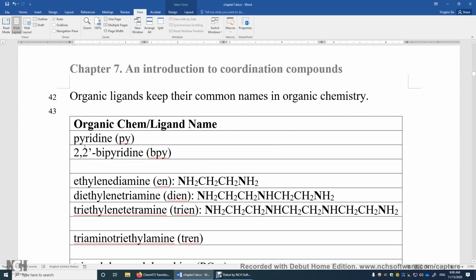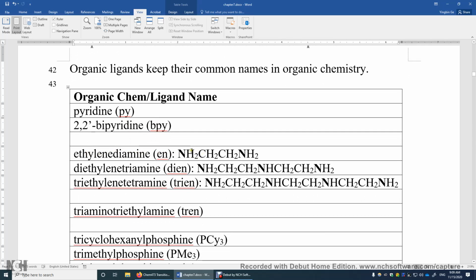Many organic ligands just keep their common names in organic chemistry. So if you see a pyridine as a ligand, just call that pyridine. The abbreviation is PY, and 2,2'-bipyridine is just 2,2'-bipyridine. For simplicity, you often see BPY. That means bipyridine. 2,2' will tell you the positions of the linkage and the positions of the nitrogen atoms in the pyridine structure.